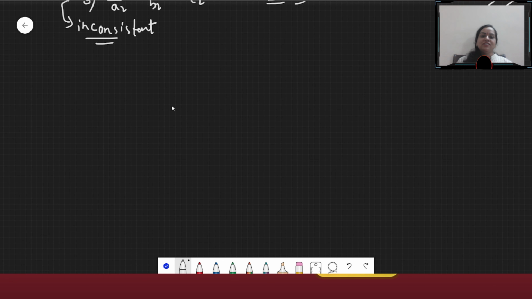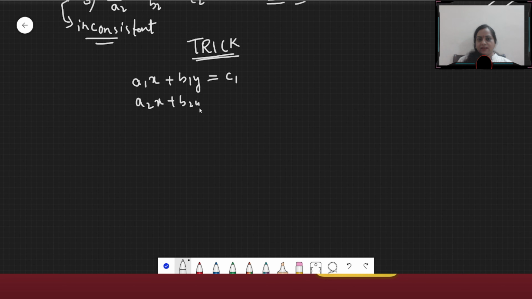Now I'll come to the major trick which I was talking about, this trick to solve a pair of linear equations, right? But before applying this trick, you should have a little check of the equations. What is that check? We all know that a1 x plus b1 y. Now here, if the equation is given, you have to shift the constant to the other side, that is towards the RHS, right? The other equation also the same way. This is your first thing which you have to do.